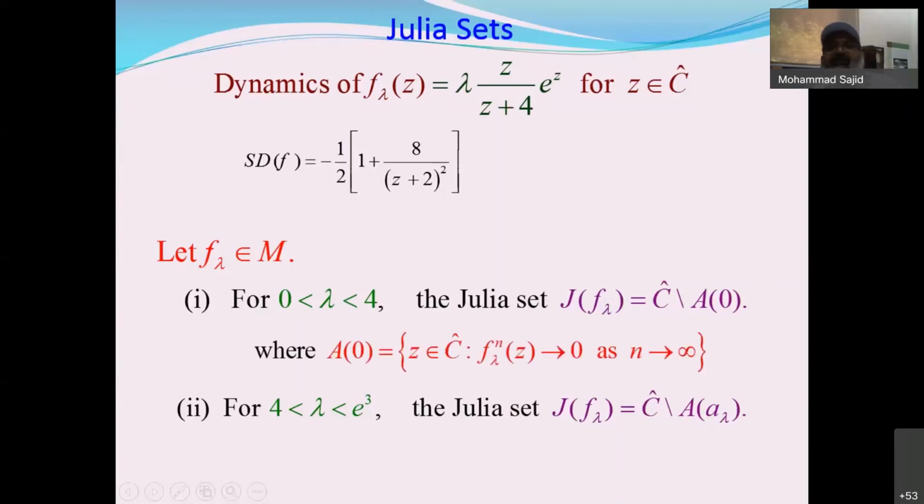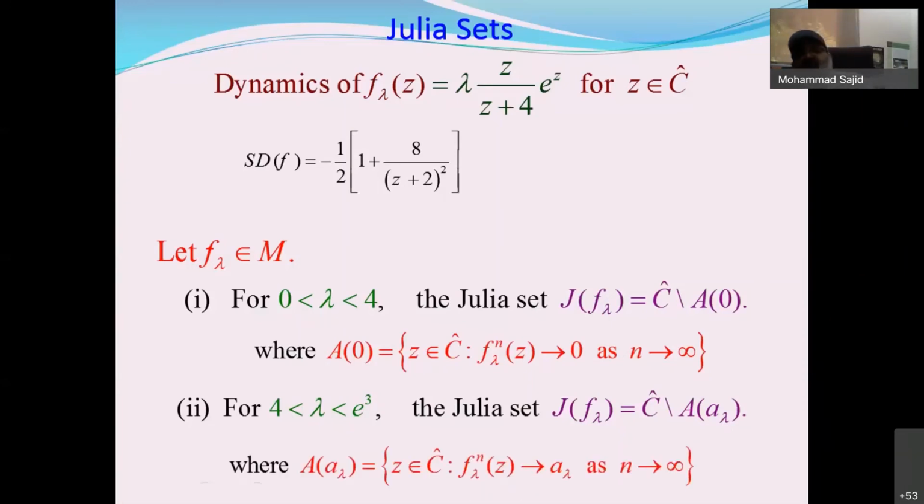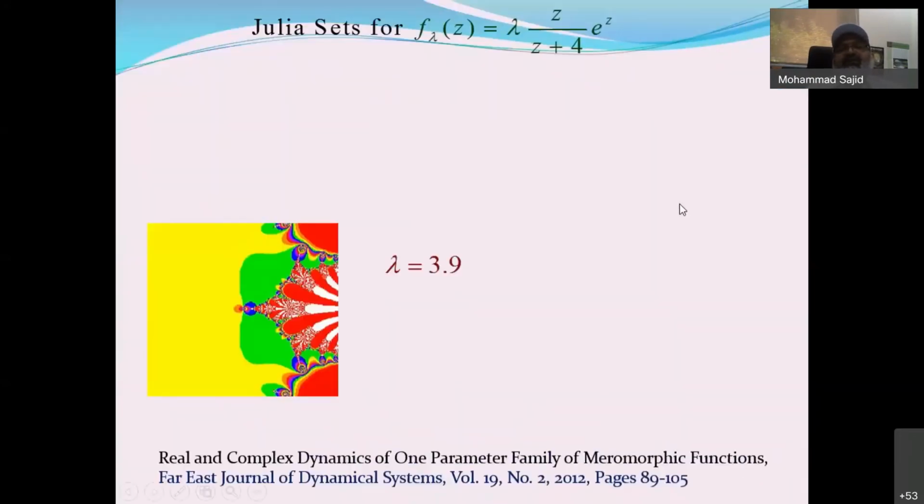What are basins of attraction? This is just the basin we have already studied. A0 is the set where all points converge to 0. So this is the basin of attraction of 0, and the basin of attraction of A lambda. 0 and A lambda are attracting fixed points. We can define it like this. Based on this, we choose different parameters and get pictures.